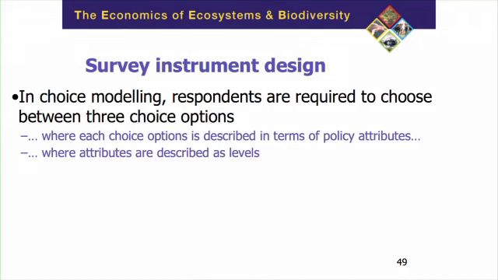So again, it's the same structure of survey. You describe the environmental good, you ask a willingness to pay type question, and you ask about people's socio-demographics. But the way you ask questions is you ask people to think about different policy options. So you say, we've got 3 policy options, and you describe the policy options in terms of the attributes of those options, and those attributes may be described in different levels.